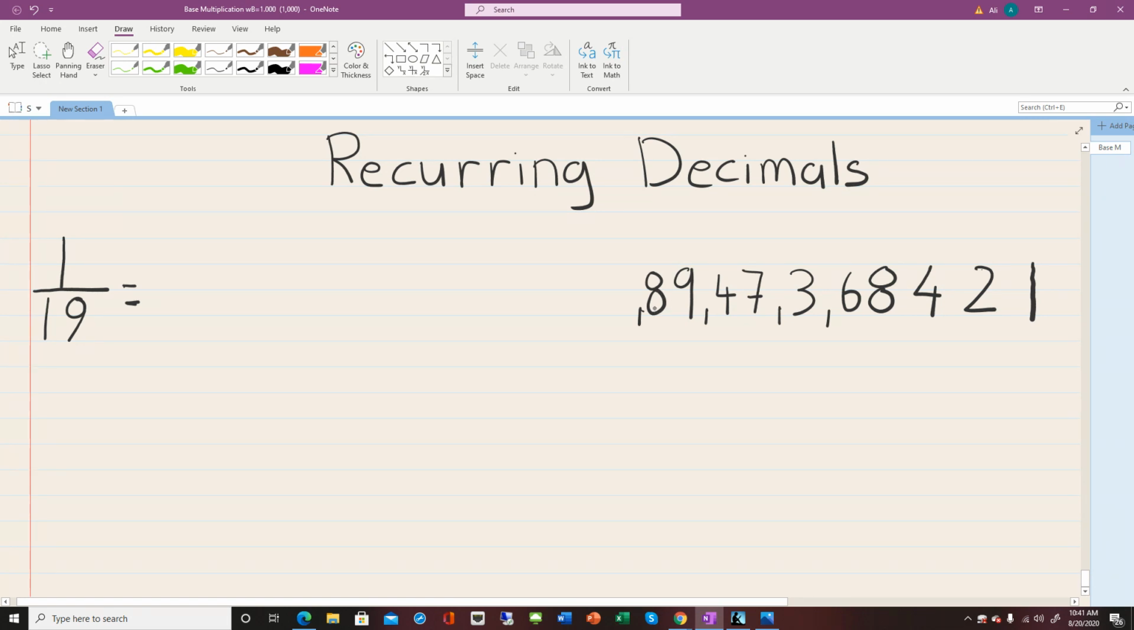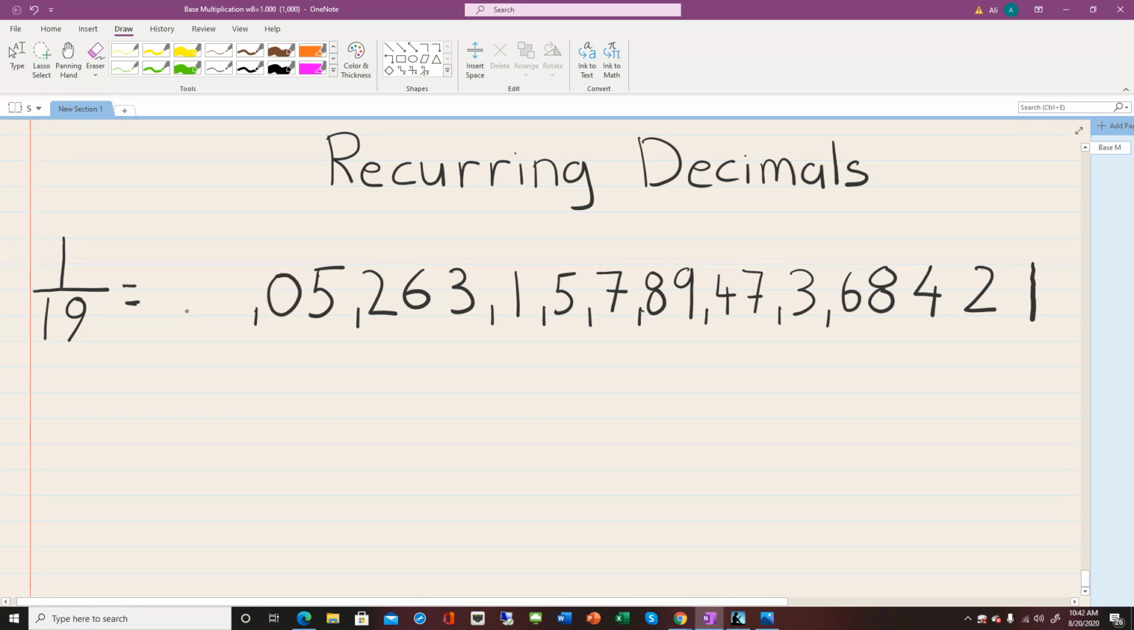Great, so 8 times 2 is 16, plus 1 is 17. 7 times 2 is 14, plus 1 is 15. 5 times 2 is 10, plus 1 is 11. 1 times 2 is 2, plus 1 is 3. 3 times 2 is 6. 6 times 2 is 12. 2 times 2 is 4, plus 1 is 5. And 5 times 2 is 10.